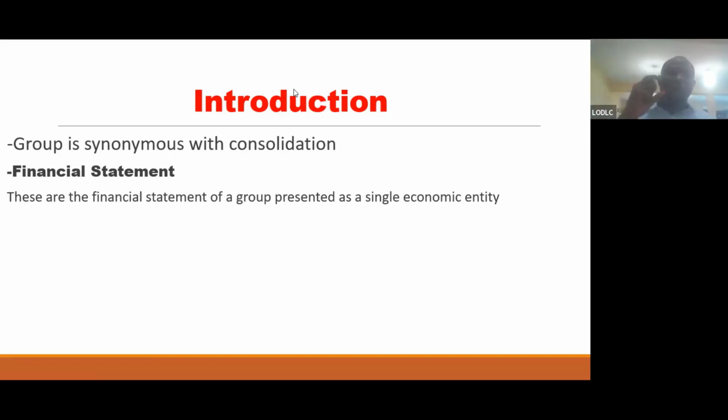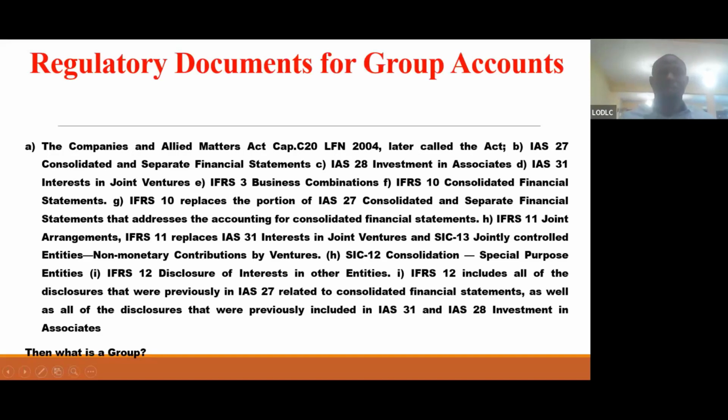For instance, we have United Bank for Africa, and UBA has several branches. Do you understand? There should be a head office which acts as a parent, while other branches act as subsidiaries. So when we consolidate all the accounts together and present it as one, that's what we mean by group financial statements.